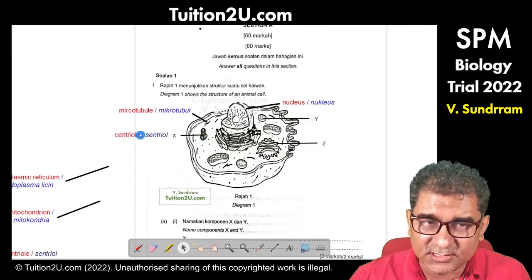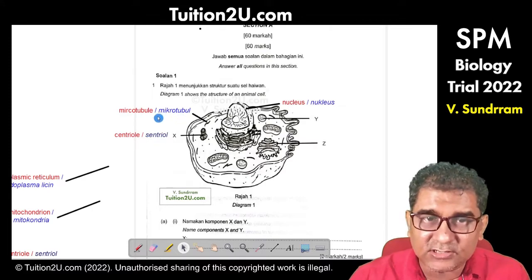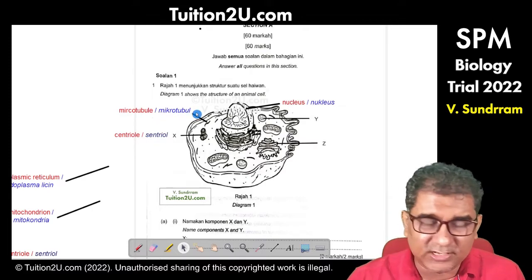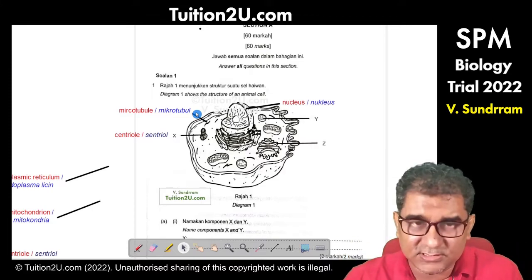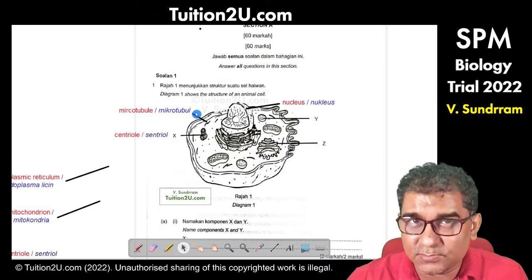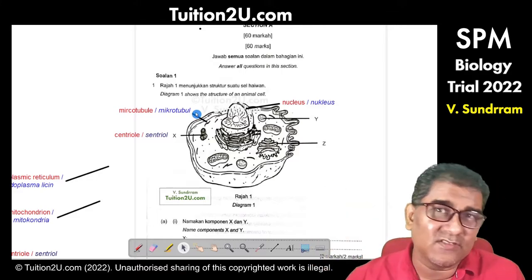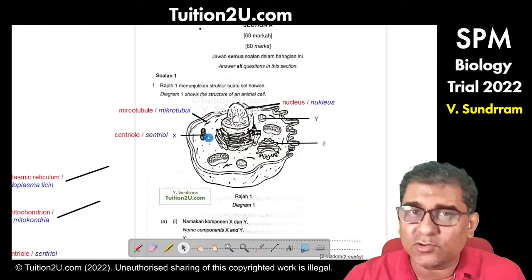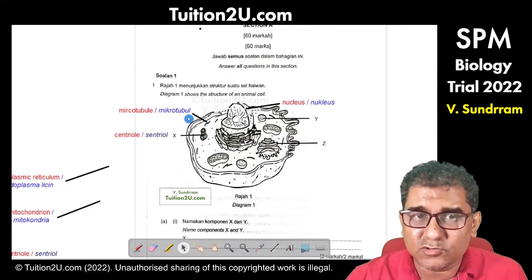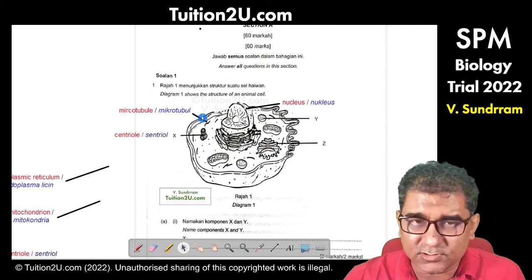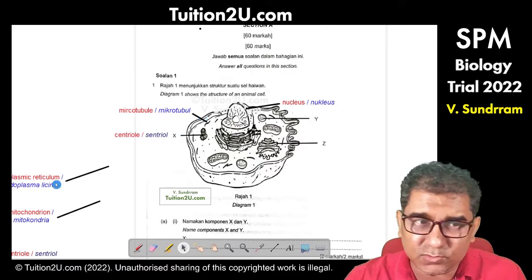The structure X is the centriole. Centrioles are made of microtubules. That's the only information in the whole of the SPM syllabus. This is the only place where we are going to use microtubule. Later, in cell division, centrioles control the formation of spindle fibers. The spindle fibers are also made of these microtubules. So that's the only explanation for microtubule.